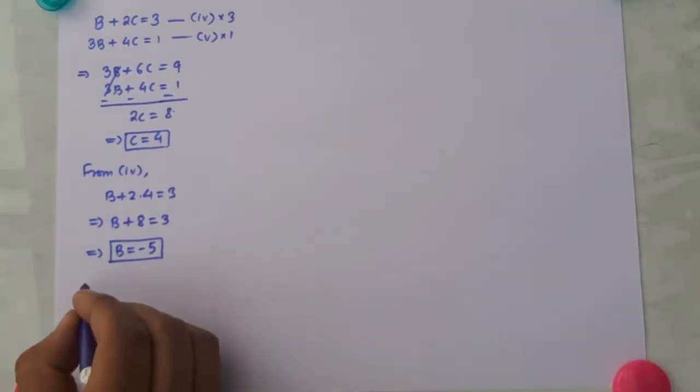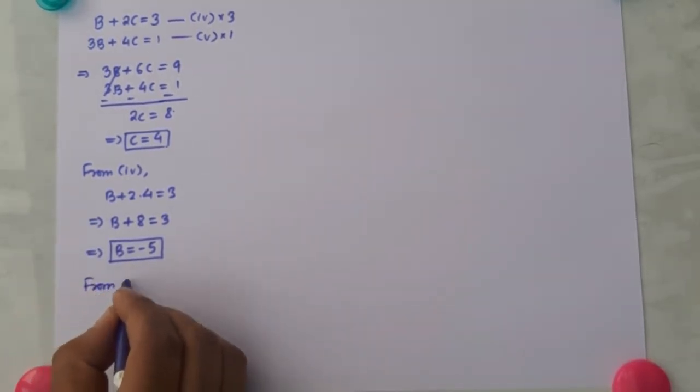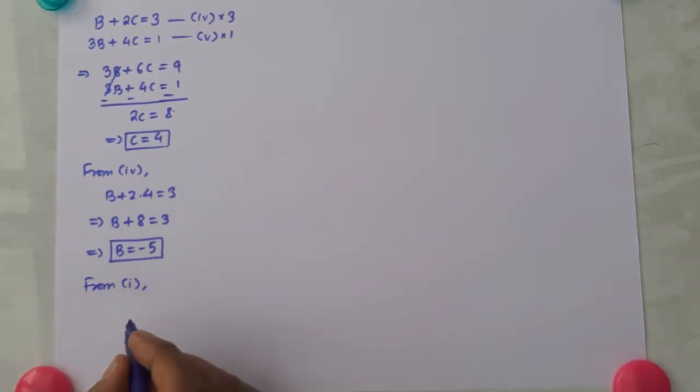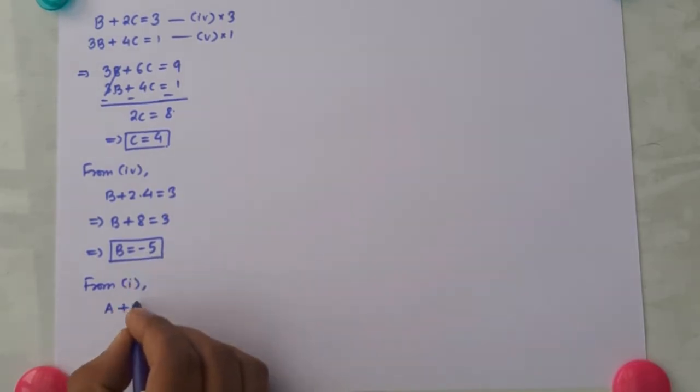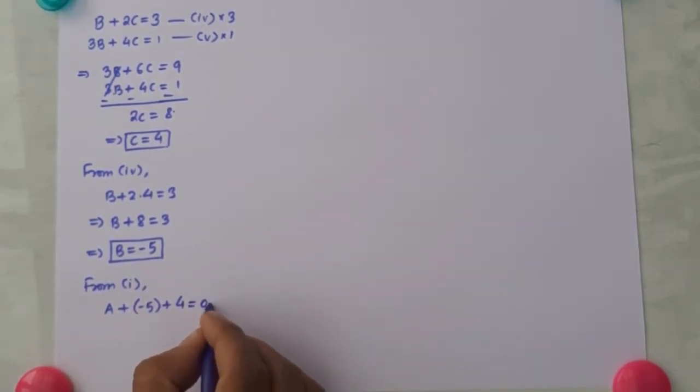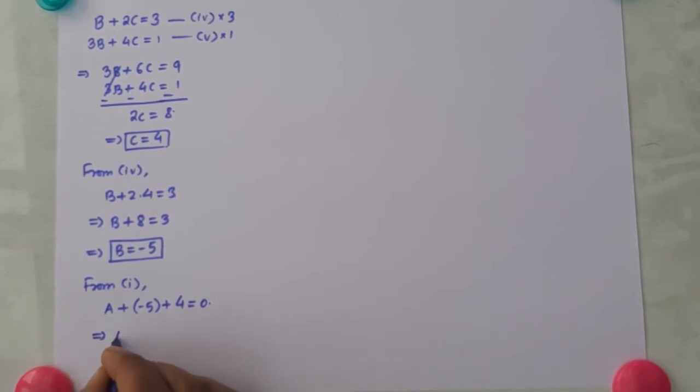From equation 1, we have a plus b plus c equals 0. So we have a plus b, b is minus 5, plus c, c is 4, is equal to 0. So from here you get a minus 5 plus 4 is equal to 0. That is a minus 1 is 0. So from here you get the value of a is equal to 1.